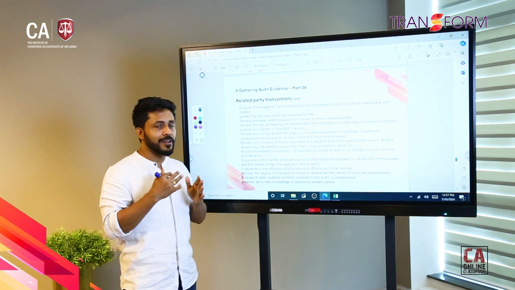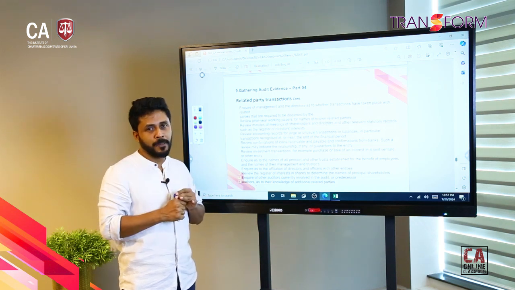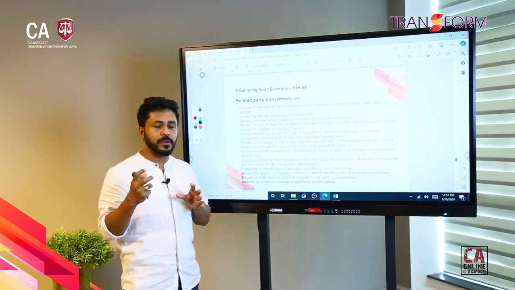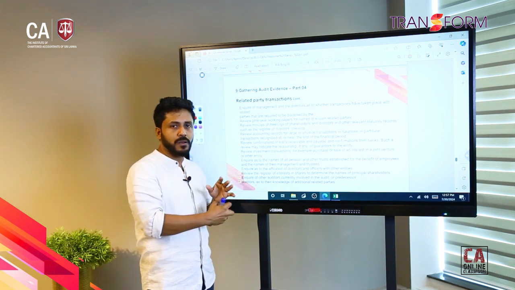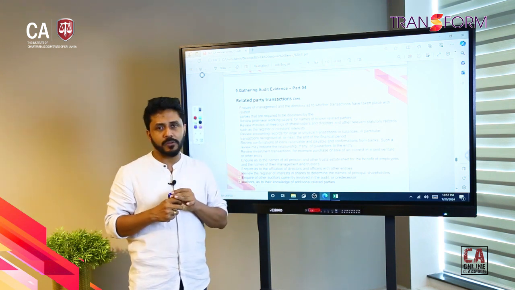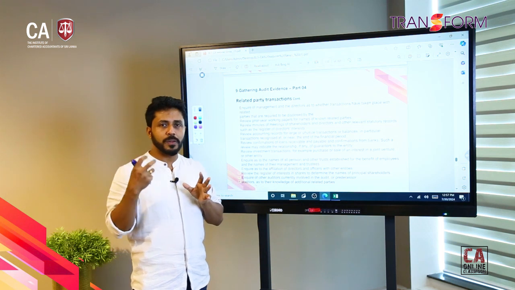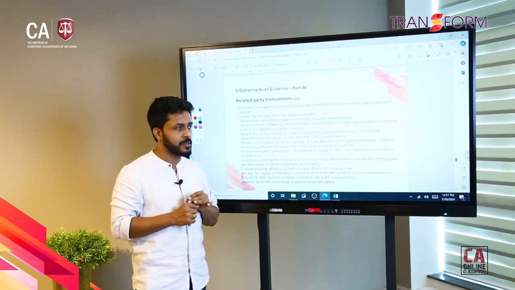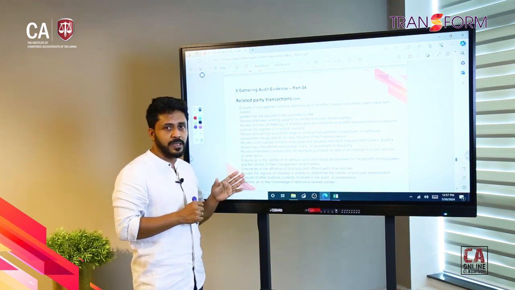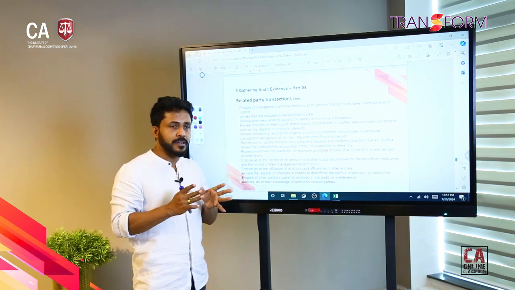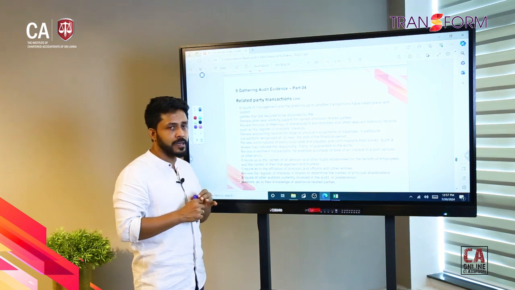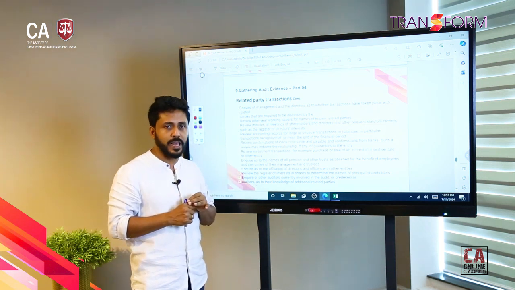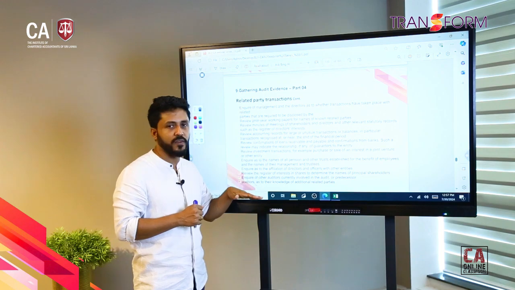So then that will impact the tax expense. So then the Internal Revenue Department puts this transfer pricing regulation, and they do an independent assessment of your income, taxable income, right? So those are the considerations relating to related party transaction and the disclosure as an auditor. So then we can move forward, right?